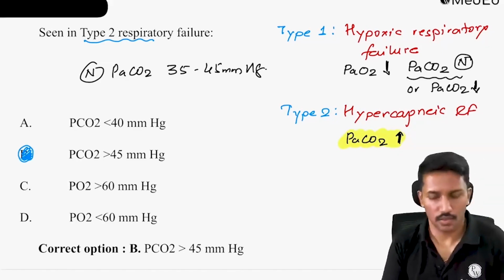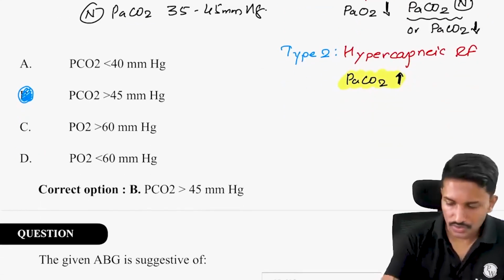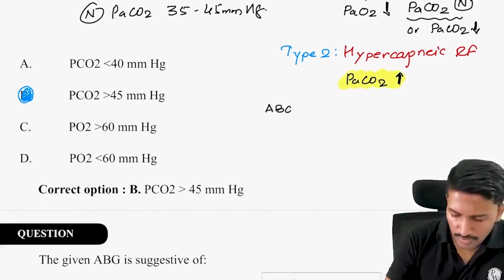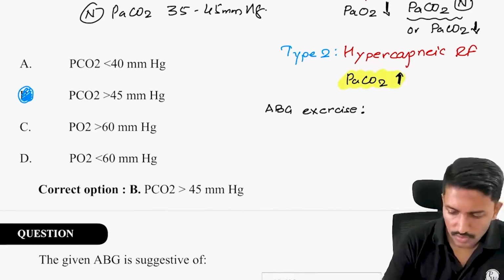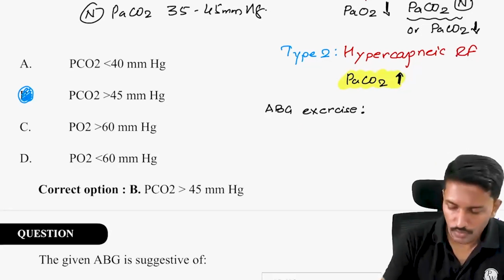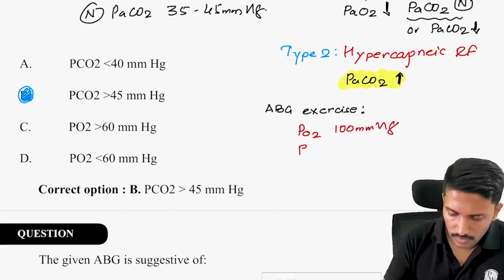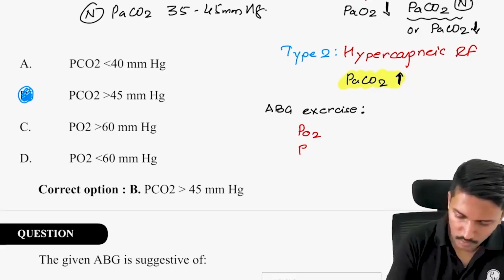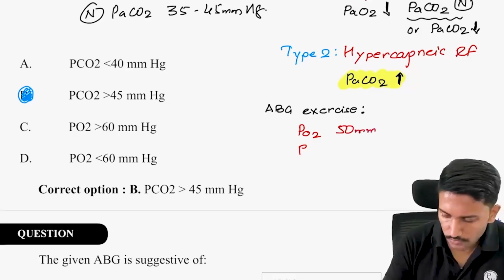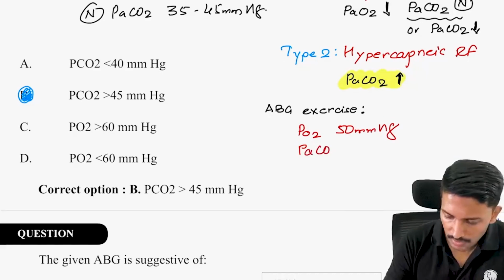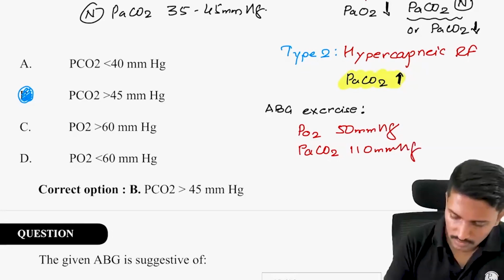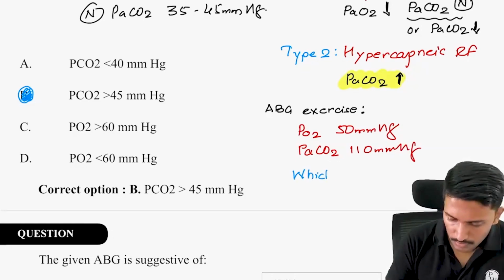Okay. Now before I move to the next question, let me give you an ABG picture as an exercise. All you need to do is tell me whether this particular patient has type 1 or type 2 respiratory failure. Okay. So his PO2 is 100 millimeters of mercury. Okay, let me make it a bit more complex. His PO2 is 50 millimeters of mercury and his PaCO2 is 110 millimeters of mercury. And the question is, which type of respiratory failure?